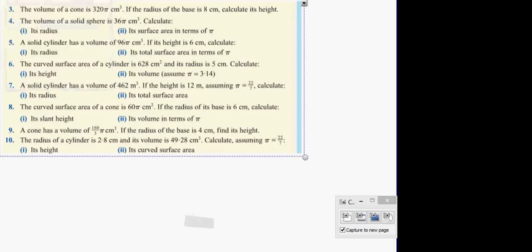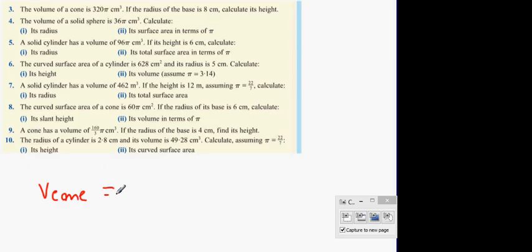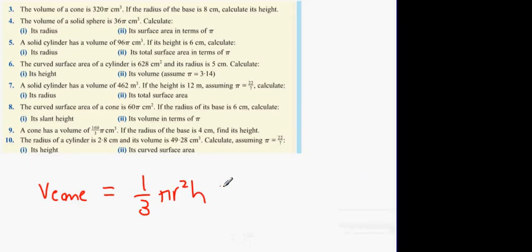Starting off with the volume of a cone is 320 pi centimeters cubed. If the radius of the base is 8, calculate its height. You've got to look up the volume of a cone. When you look up the volume of a cone, it'll tell you it's a third pi r squared h, and this all equals 320 pi.